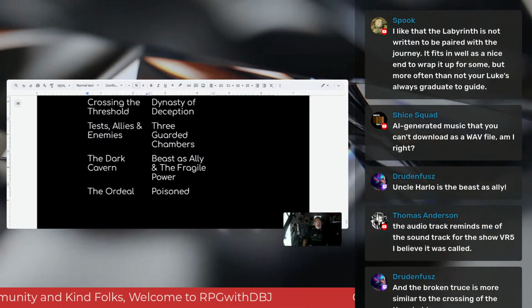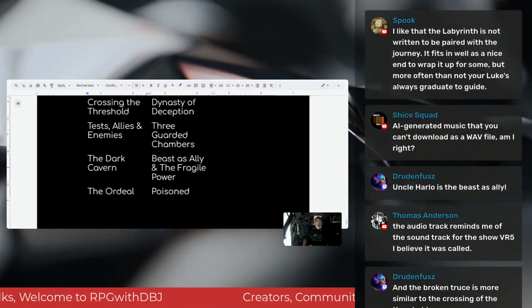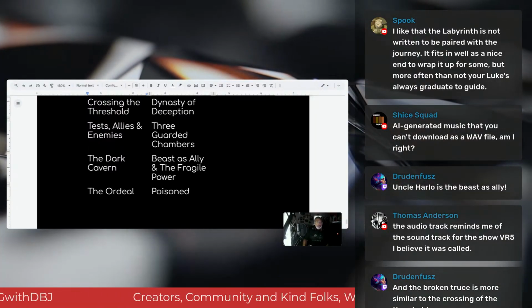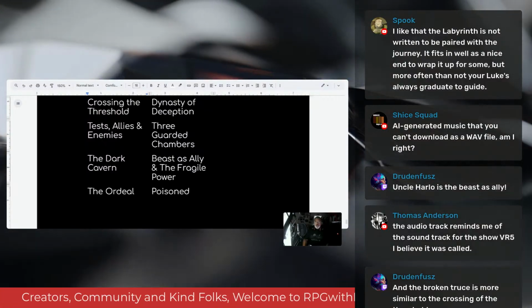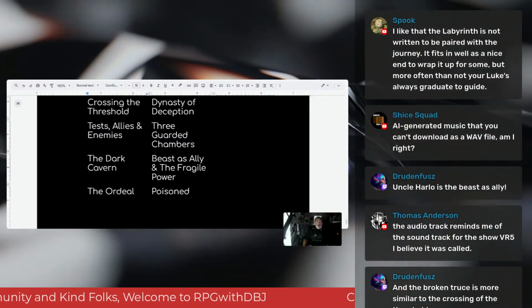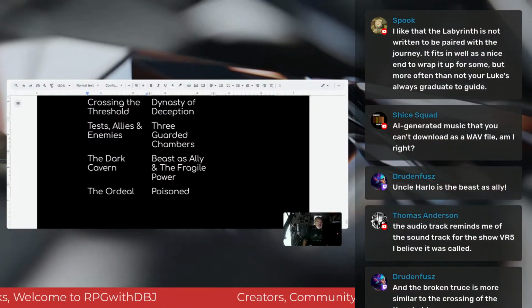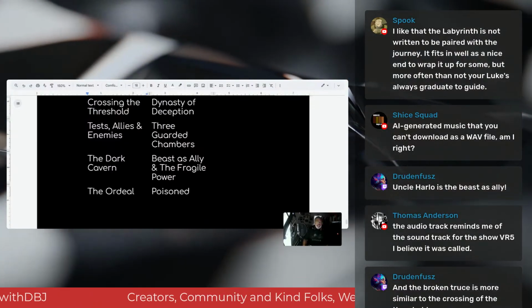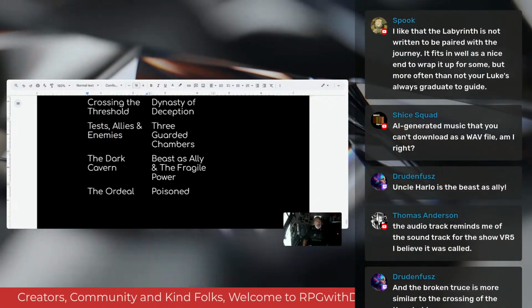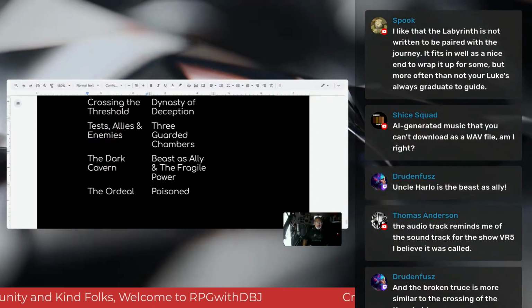Moving over to the Labyrinth, this is where our character acquires their ally. It's basically assembling their army, right? I get the beast as ally, the fragile power steps up and takes their spot, and now I can really get through this labyrinth, right? I'm not alone anymore.